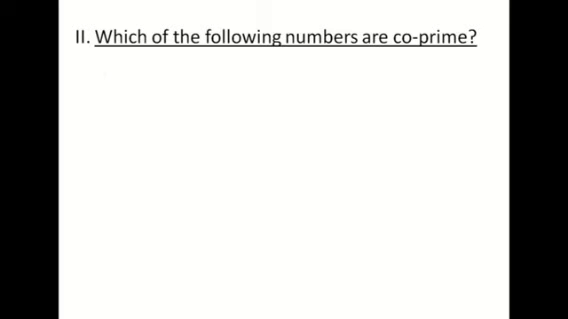Okay, so look at the question here. Question number 1 is 18 and 35. First we will factorize 18 and get all the factors of 18. In the same way we will factorize 35 and get all its factors. Then we'll check what the common factors are. If only 1 is the common factor, we can call these two numbers co-prime numbers. Okay, so let's start.